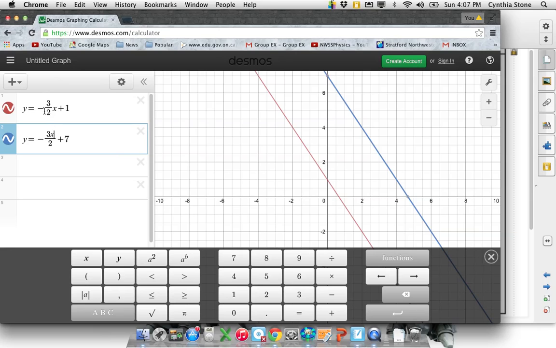Notice, by the way, that 3 over 2x is the same as 3x over 2. Not that it matters very much, but that is true. They're the same thing. Okay? So that's how you find it.